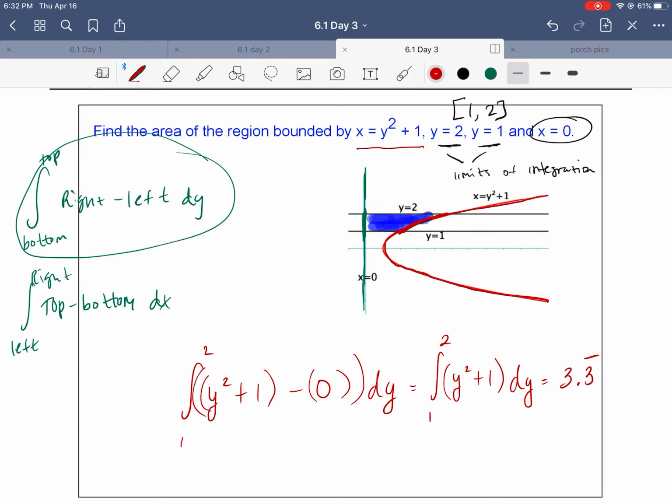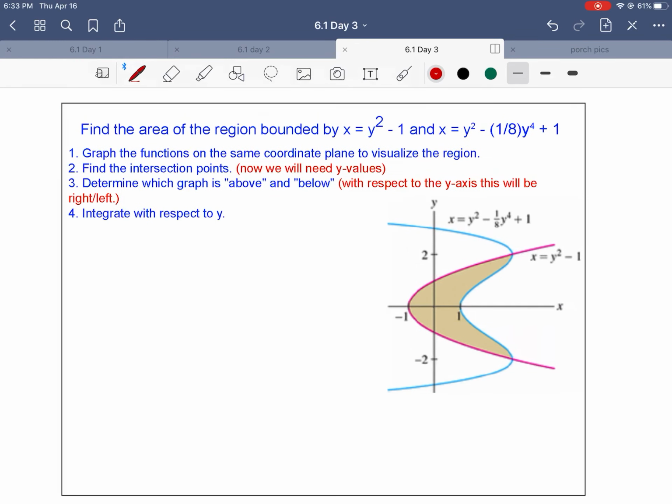Now, could I have done the other way here? No, not really, because the changing side is this curve, right? So if I said, oh, the top is 2, the bottom is 1, well, then my right limit of integration, well, that changes all along that parabola. So this was an example where I have to use right minus left. I have to use dy. Okay.